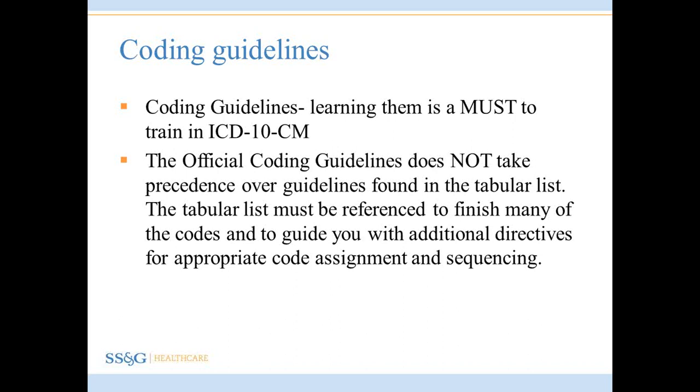For instance, we're going to give you a code in ICD-9, which is 153.9, which is colon cancer. So when you go over to your ICD-10, you're going to look up C18.9.